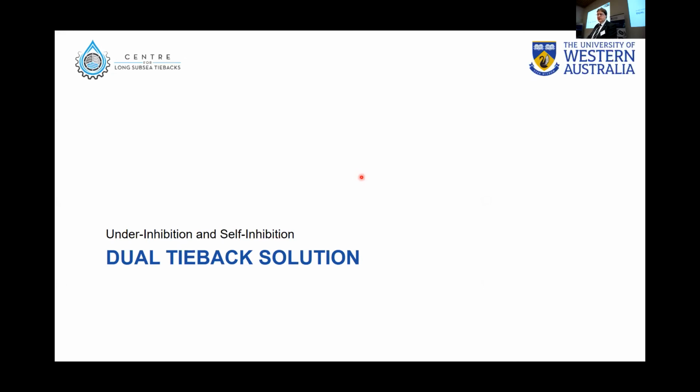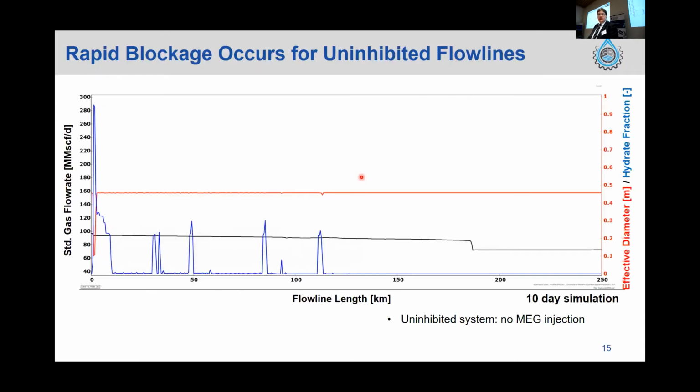So firstly, we'll take a look at the dual tiebacks. And what we're going to be showing is just a series of videos. So these are all going to be profiles which move with time. You can see here's our flow line length on the bottom. In black, we have the standard gas flow rate in million scuffs per day. So this is the dual tieback. We expect it to start at about 250.